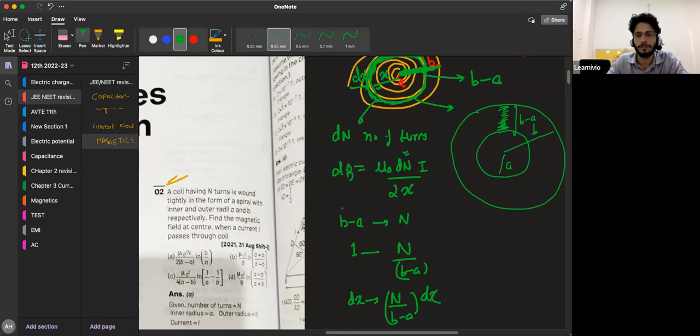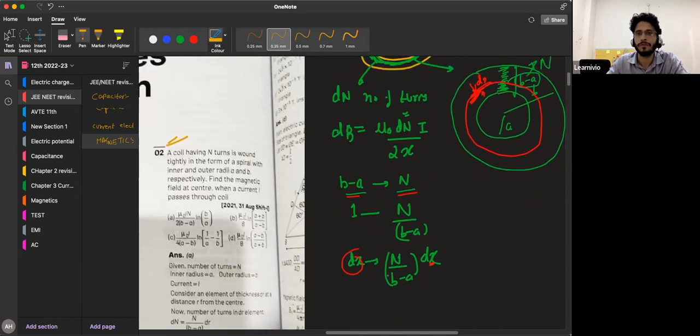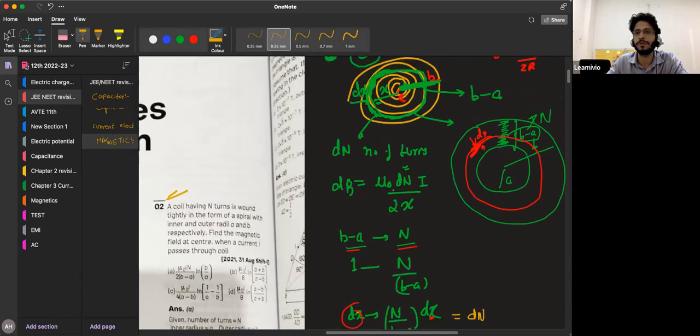And this b minus a has N turns. You need the number of turns in a thickness dx. So you consider a coil in between, and say that the thickness of this coil is dx. In b minus a, the number of turns is N. In unit length, it's N by b minus a. In dx, it will be N by b minus a into dx. Is it clear? Yes, sir. So this is dn. Instead of dn, I can substitute this expression here.